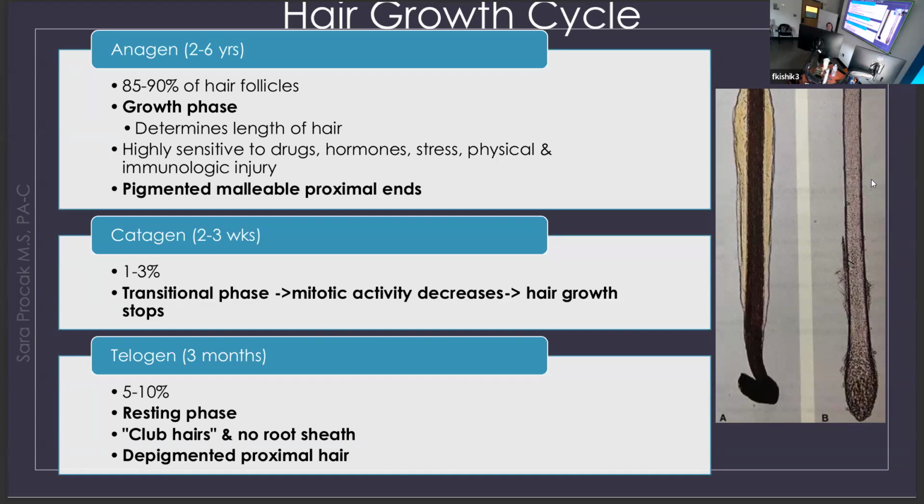So let's talk about what the difference between those hairs would look like and how you'd be able to tell. This image here, the one labeled A, is an anagen phase hair. I know it's an anagen phase hair because it has a malleable root, or proximal end. That's just the shape of it here. It's also diffusely pigmented.